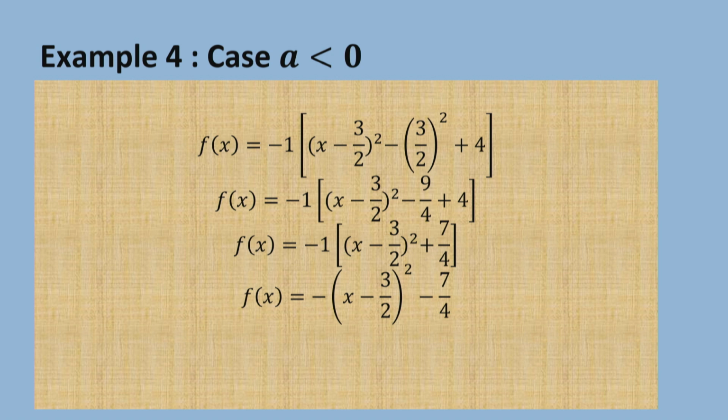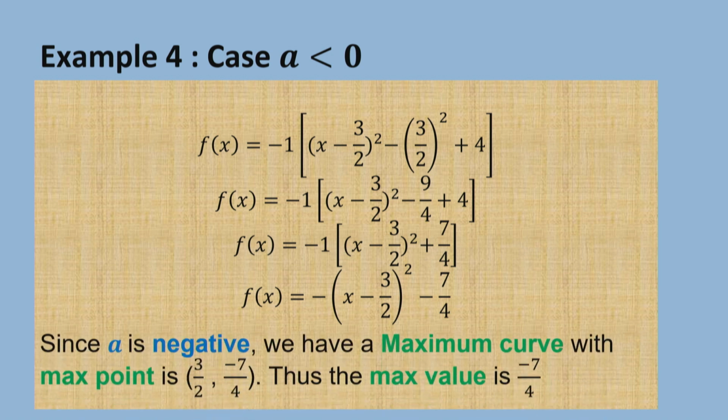Now, just be careful. You need to multiply with the negative 1 because you need to remove the square brackets. So the function will be given as -(x - 3/2)² - 7/4. So a is negative, we have a maximum curve. And the maximum point is given by (3/2, -7/4). So the maximum value will be -7/4.